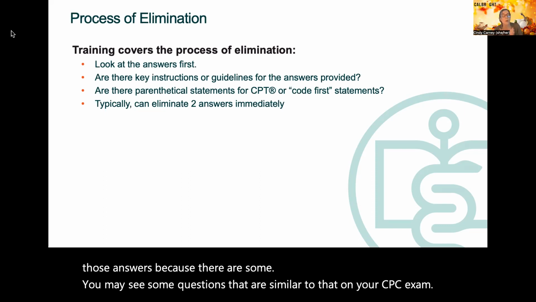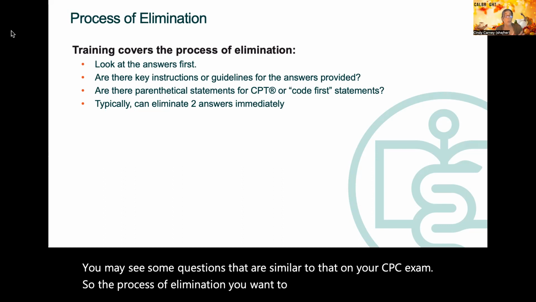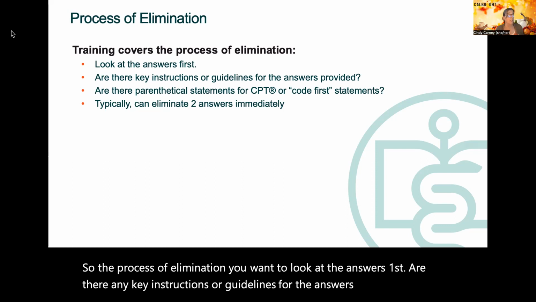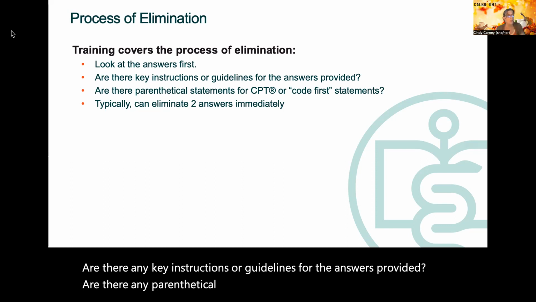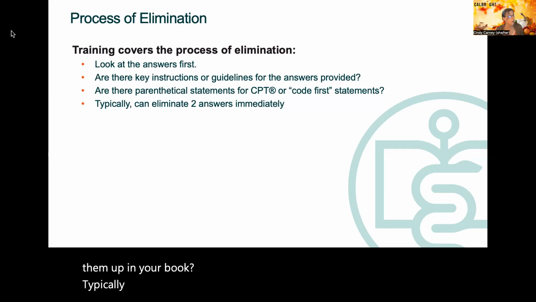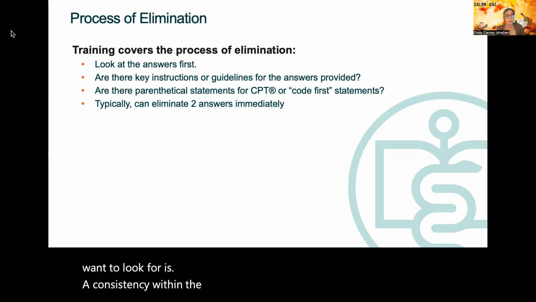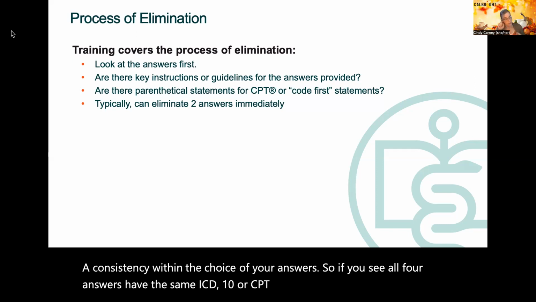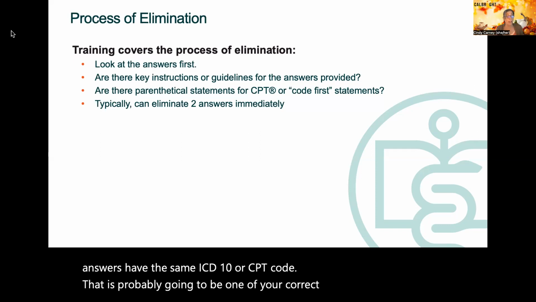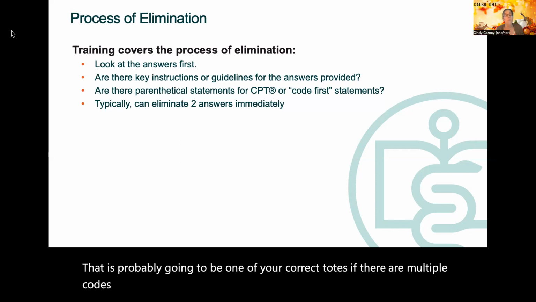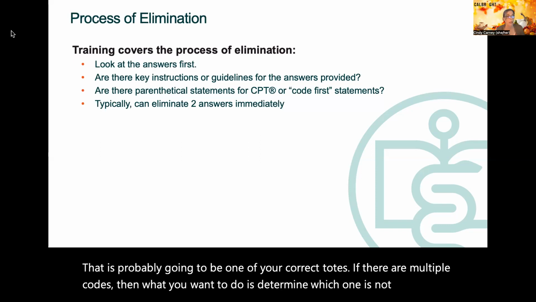All right, so the process of elimination. You want to look at the answers first. Are there any key instructions or guidelines for the answers provided? Are there any parenthetical statements for the CPT codes when you look them up in your book? Typically, at first glance, you can eliminate two answers immediately. What you want to look for is a consistency within the choice of your answers. So if you see all four answers have the same ICD-10 or CPT code, that is probably going to be one of your correct codes. If there are multiple codes, then what you want to do is determine which one is not the correct code.